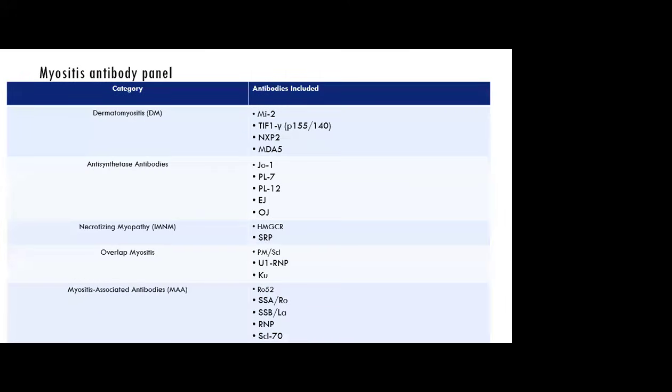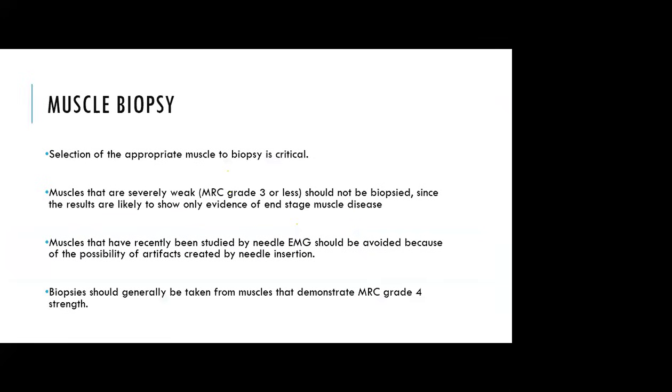Then coming to the myositis antibody panel, as we know, these are mainly for the inflammatory myopathies, including MDA5. Okay. Muscle biopsy: the selection of the appropriate muscle is critical.